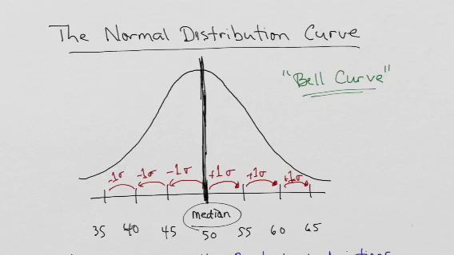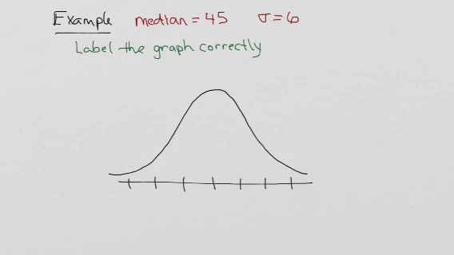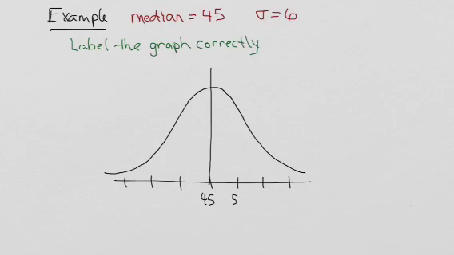We're going to talk a little bit about that tomorrow. But today we want to learn about how to set up the graph. So here's an example. We've got a graph where the median is 45. So I'm looking for that one that's in the middle. There it is, right there. That's 45. And then my standard deviation is 6. That means as I go to the right, I'll be counting by 6. So 45 plus 6 is 51. 51 plus 6 is 57. 57 plus 6 is 63. And that's it, no farther.